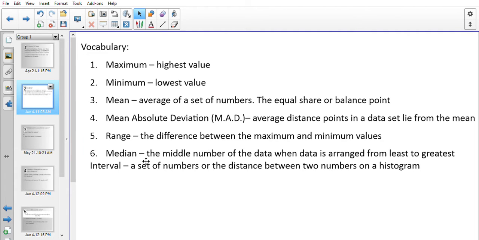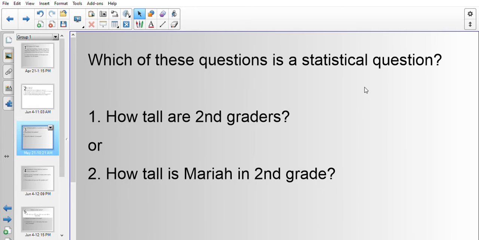And then lastly, this new word median, the middle number of the data when data is arranged from least to greatest. Interval, a set of numbers or the distance between two numbers on a histogram. Okay, we're going to go over what all of this means. So we're going to do a little bit of review to help us get caught up, because this lesson sort of collects everything that we've done so far, almost like a review.